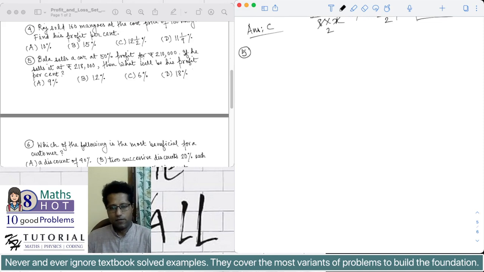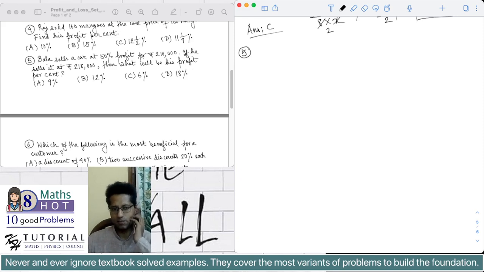Bala sells a car at 50% profit for rupees 2,10,000. That is, the selling price is rupees 2,10,000, and there is a profit of 50%. If he sells it at rupees 2,18,000, then what will be his profit percent?